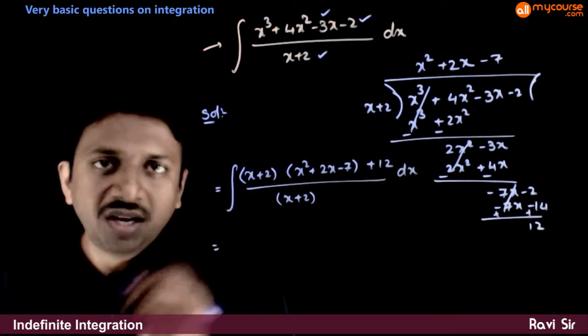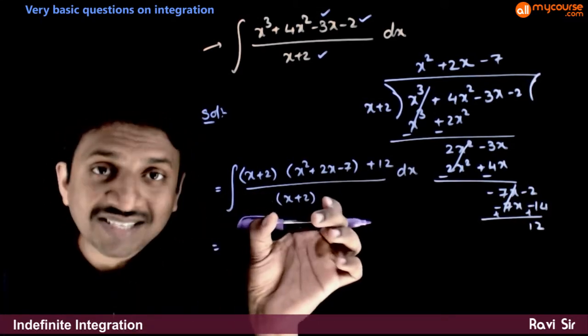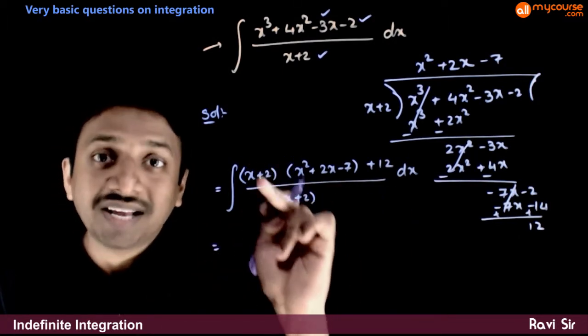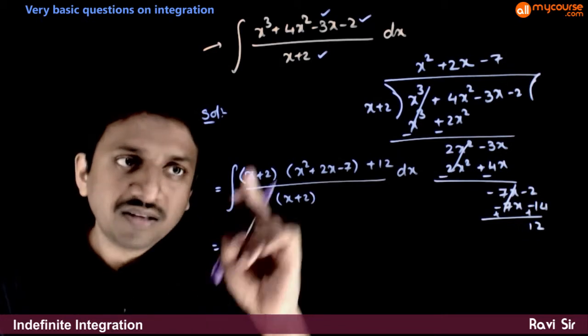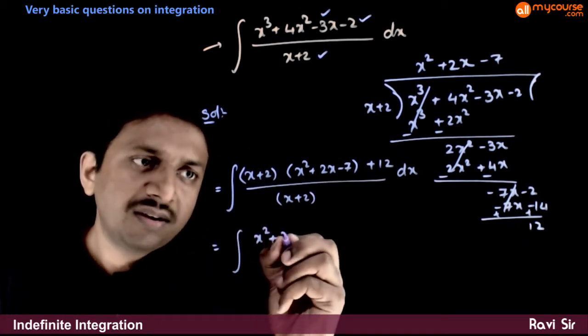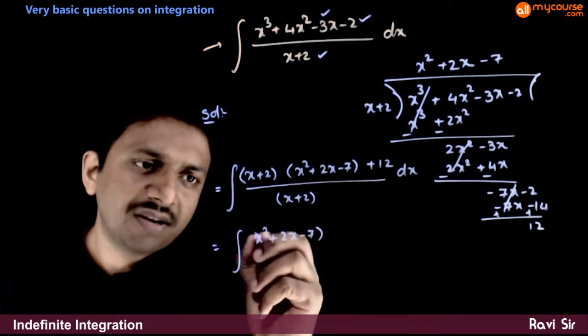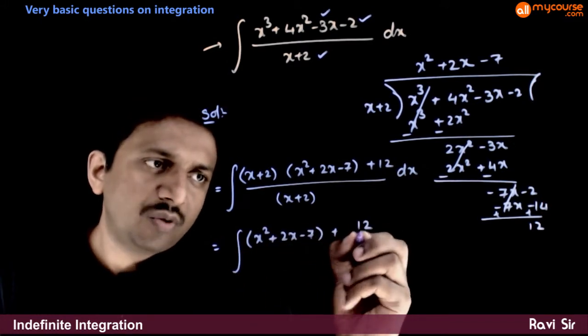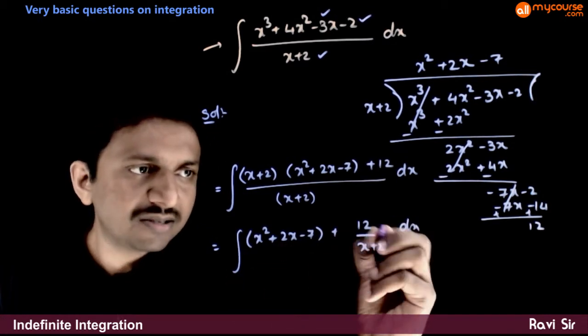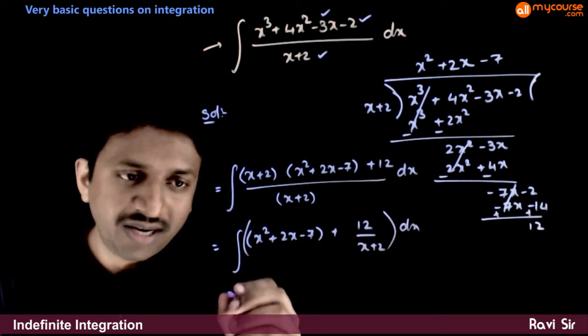So that is equal to, now I'll separate these into two terms. Now x plus 2 is getting cancelled in the denominator. So integration of x square plus 2x minus 7 plus 12 by x plus 2 dx. So now I can separate these.